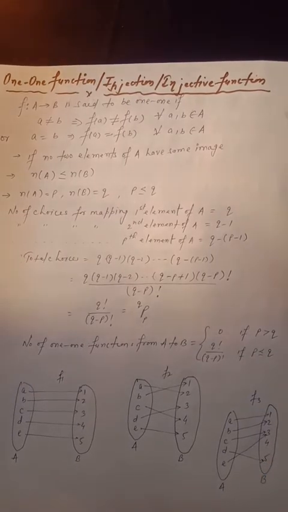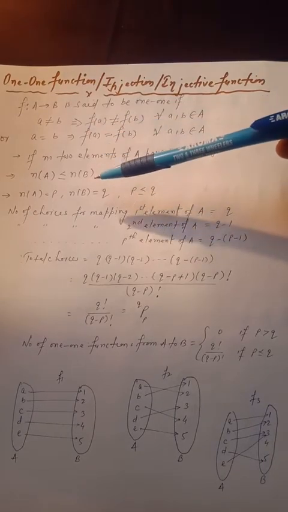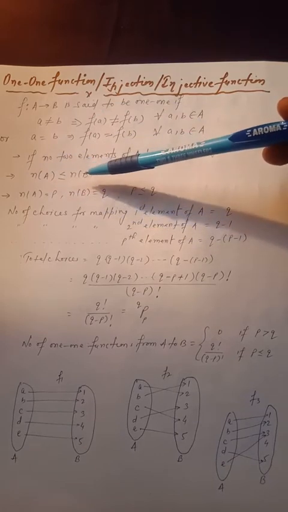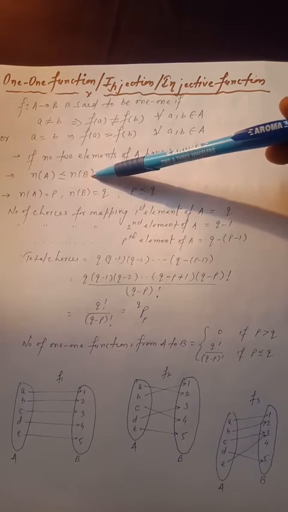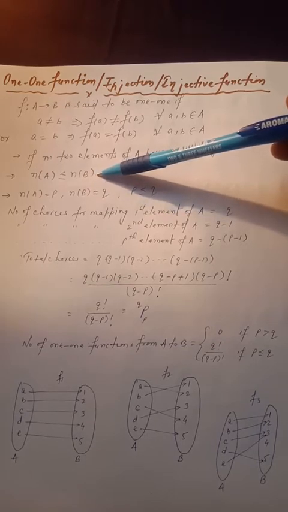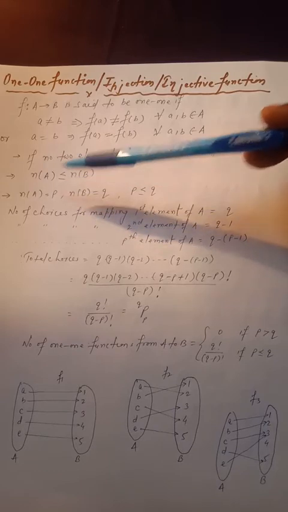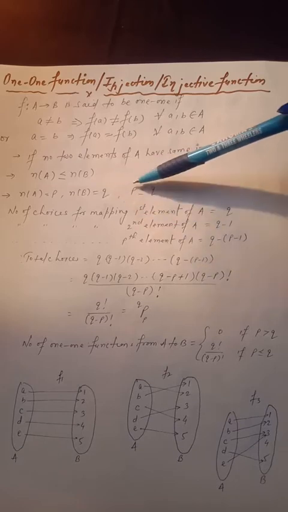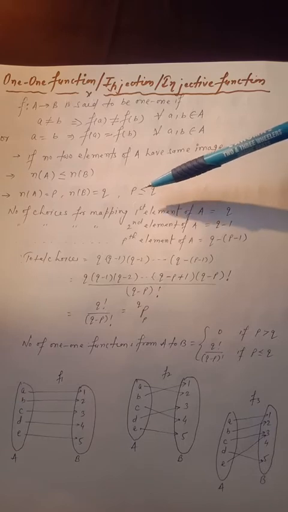Right? You can take one more point. For one-one function, number of elements in set A must be less than or equal to number of elements in set B. This is an important concept. And suppose there are p elements in set A and q elements are in set B, it means for one-one function p is less than or equal to q.